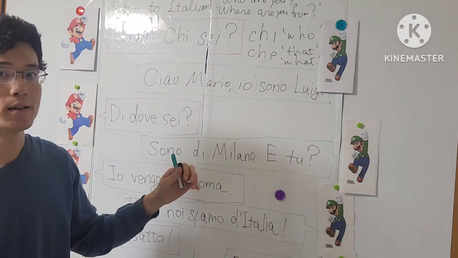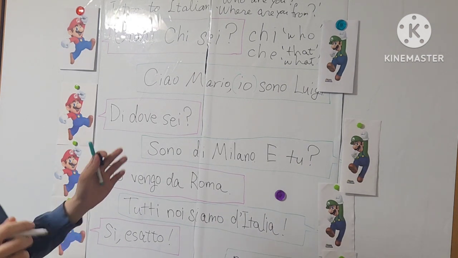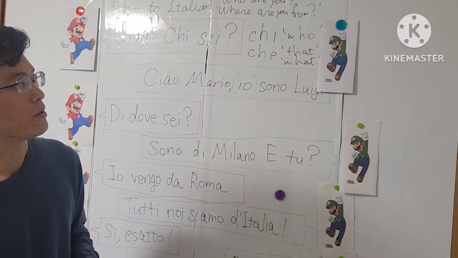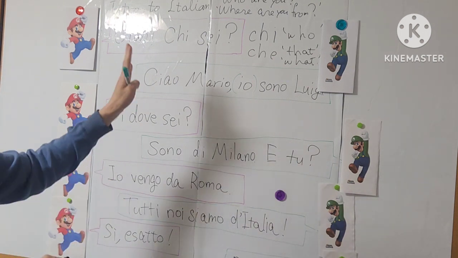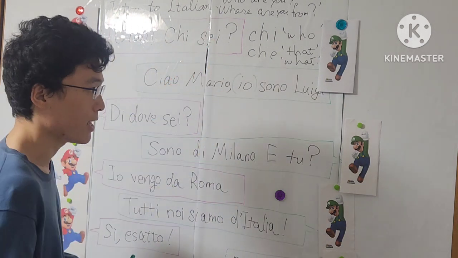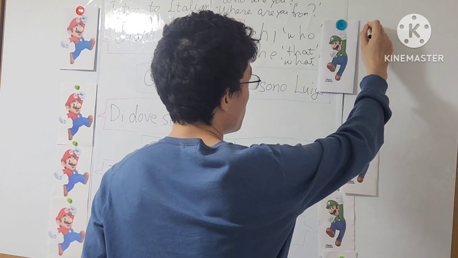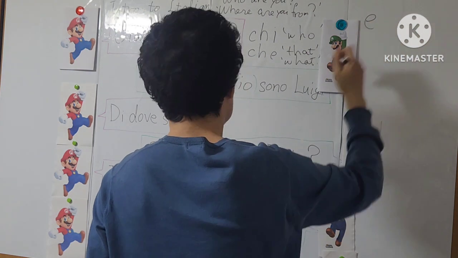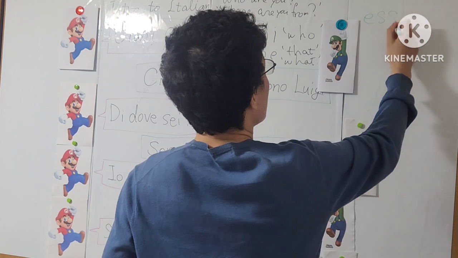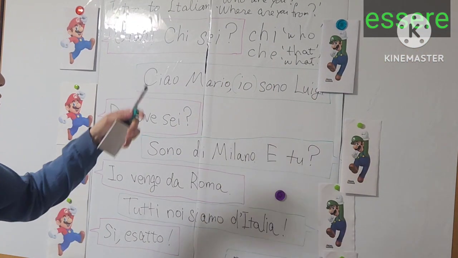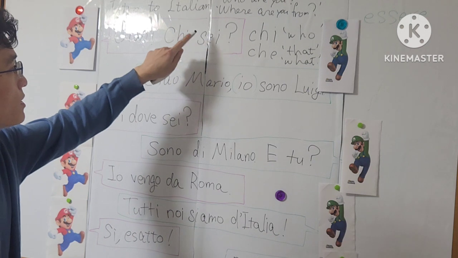And in English, am and are have the common infinitive verb be. Just like that, in Italian as well, sei and sono have the shared verb infinitive form, essere. Essere is the infinitive form, or the dictionary form, of these, sei and sono.